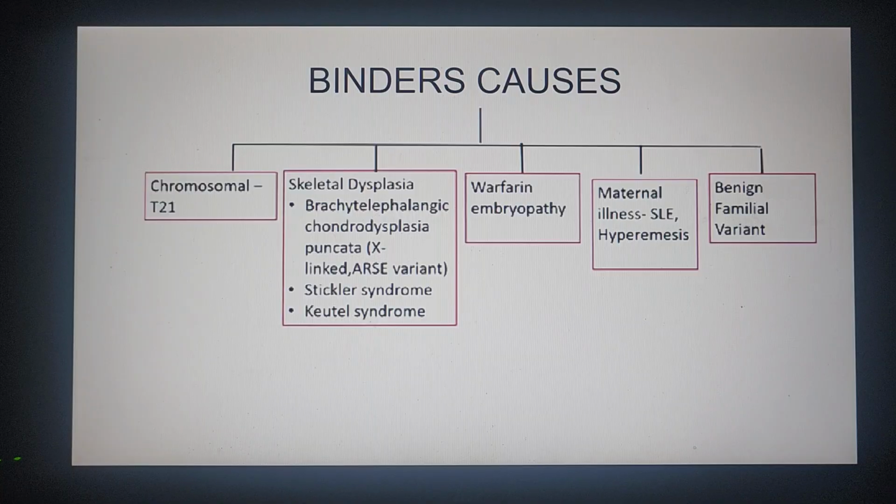So what causes binders? Well, there are multiple causes. One is obviously a trisomy 21, which is Down syndrome. Two, skeletal dysplasias like a brachytelephalangic chondrodysplasia punctata, which is an X-linked disorder, an ARSL variant, which is the case which we just saw. Stickler syndrome, Quetel syndrome, Warfarin embryopathy, maternal illness, SLE, benign familial variants, and also vitamin K deficiency are other postulated causes of binders.